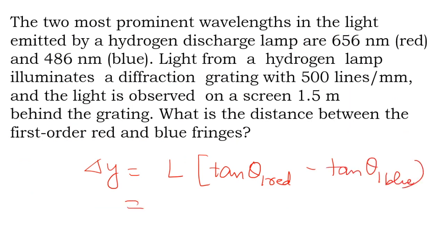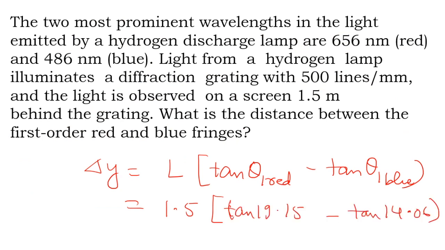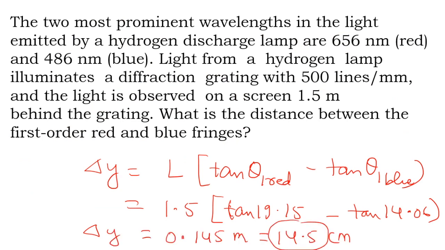So L is 1.5. This will be tan of 19.15 minus tan of 14.06. When you calculate the whole thing, you get delta y as 0.145 meters, which is equal to 14.5 centimeters. This is our difference between those two first maxima, basically for two different colors.